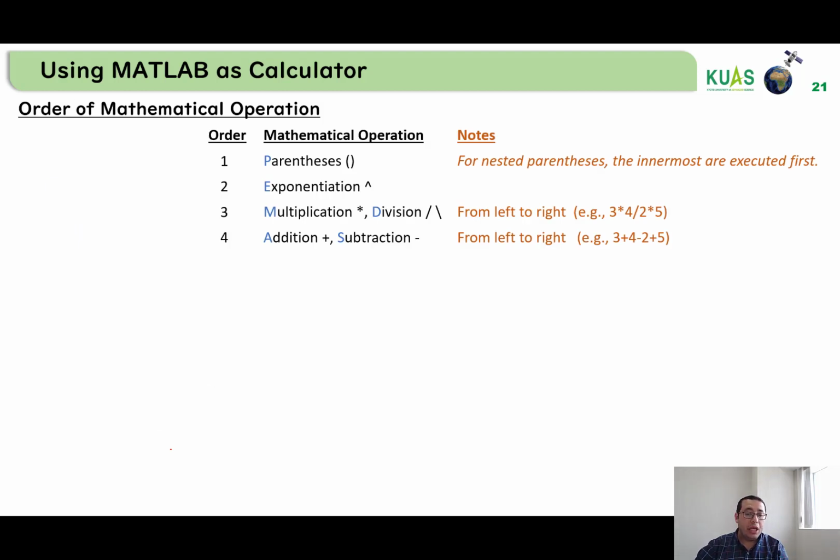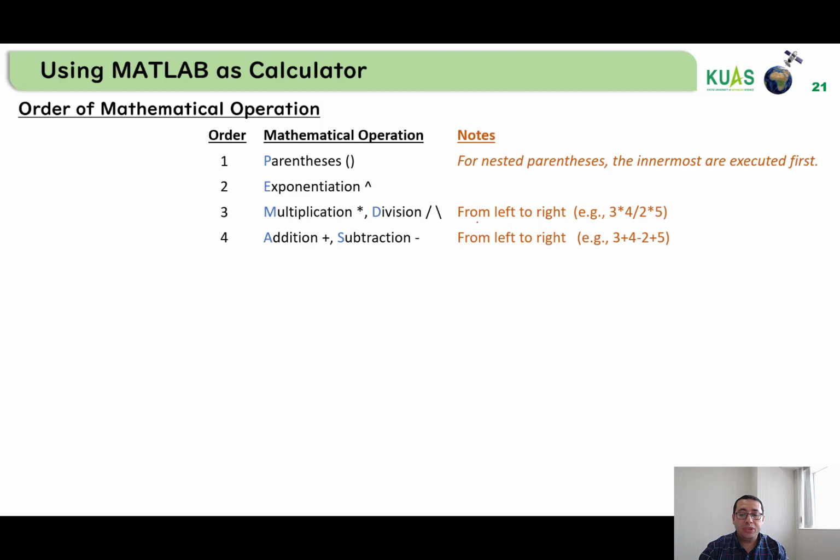In the following slide, we have an order for mathematical operations to be executed. The first thing executed is the parentheses. Once we have parentheses, they should be executed first. After that, they execute the exponents. So this is the second thing. After that, we will have the multiplication and division. So multiply and divide.